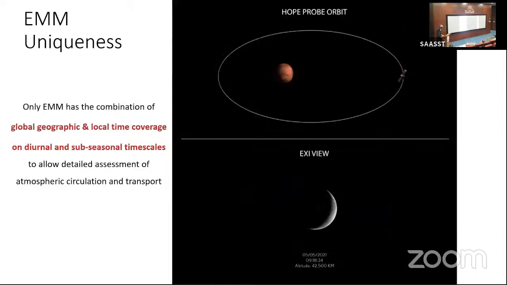So what makes EMM unique compared to other missions is that EMM has the combination of global geographic and local time coverage on diurnal and subseasonal timescales to allow detailed assessment of atmospheric circulation and transport. So basically, from its orbit, we're able to look at different local times and different seasons, more seasonal coverage than other missions have given us, which can give us more information about what's going on with the planet over a diurnal cycle.